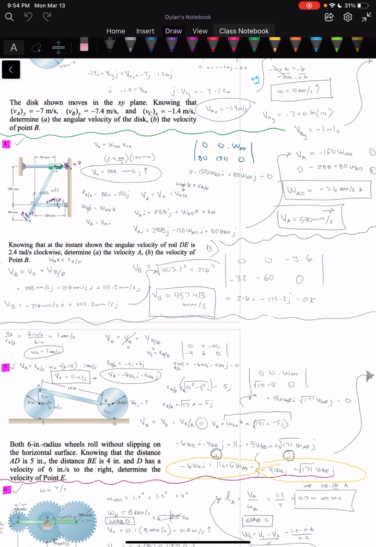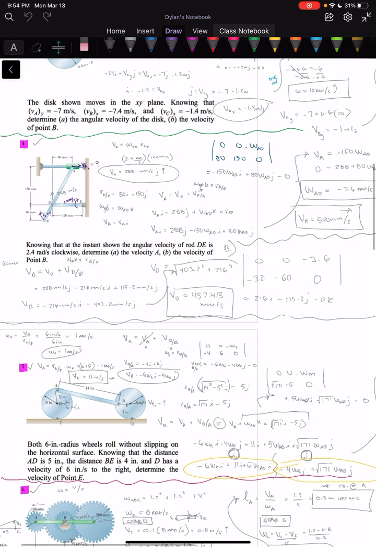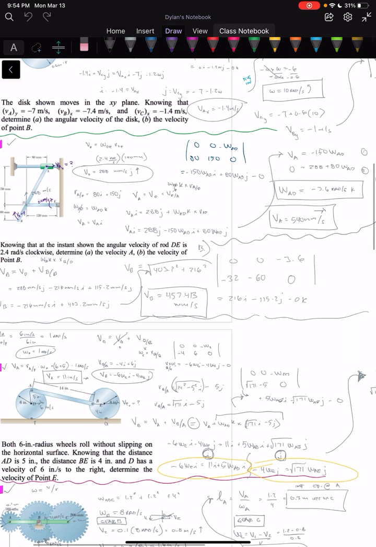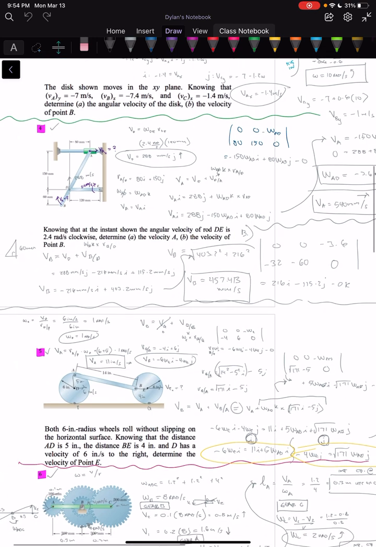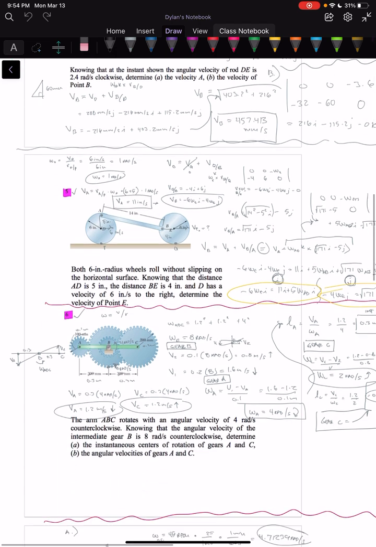For part B, we want to take the velocity at point B, and we have a lot of information about point D because we found the y component of that. And we take the cross product with the relationship of the radius from B to D and the angular momentum, which we had previously. And then we add our components, take the magnitude, and we get VB.